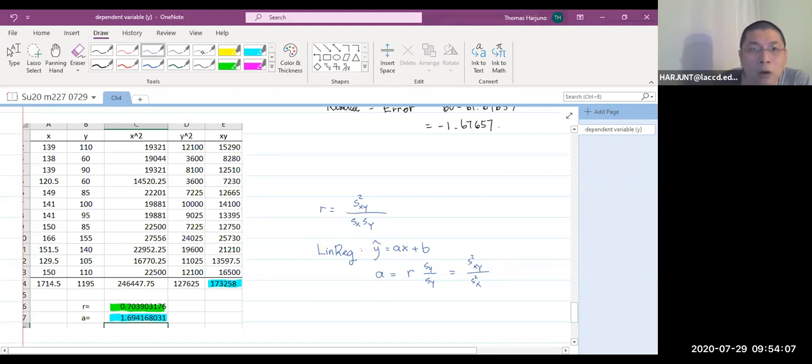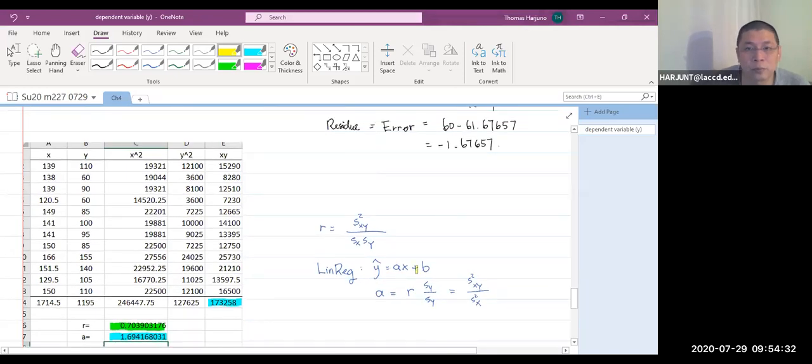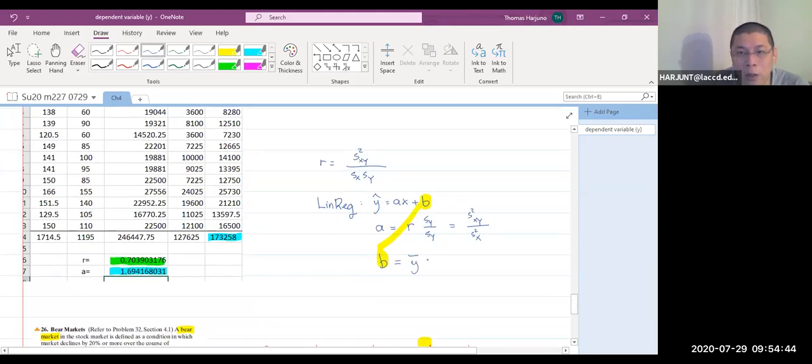the B. If you wonder how we get that B, what you can do is you get y bar minus a x bar. So the sample mean of the observed y minus the coefficient of linear regression you have earlier times x bar. Okay, that's how we get that.